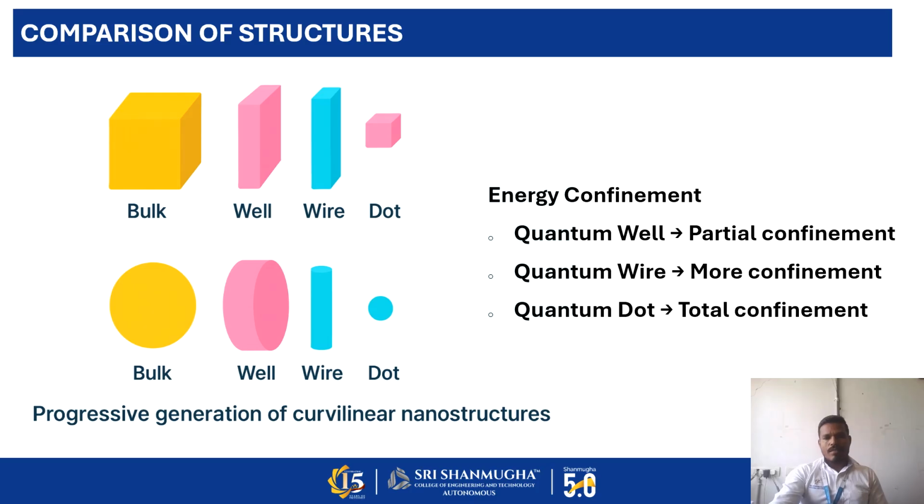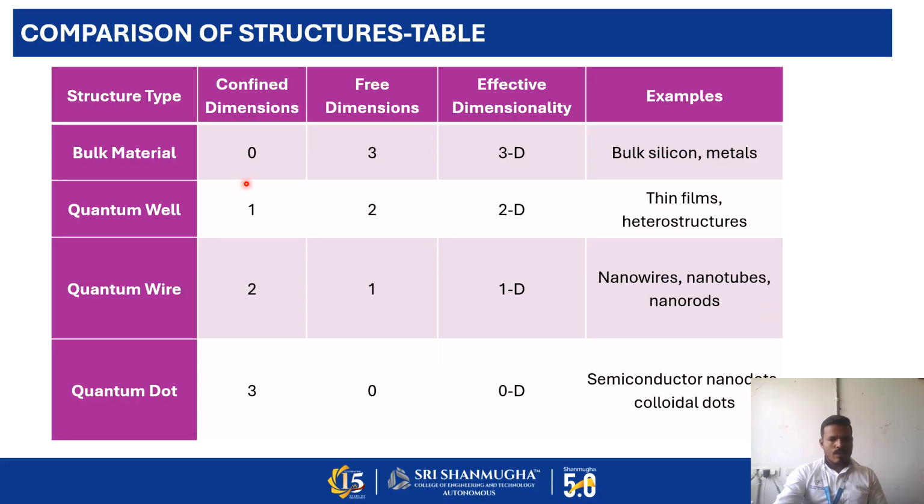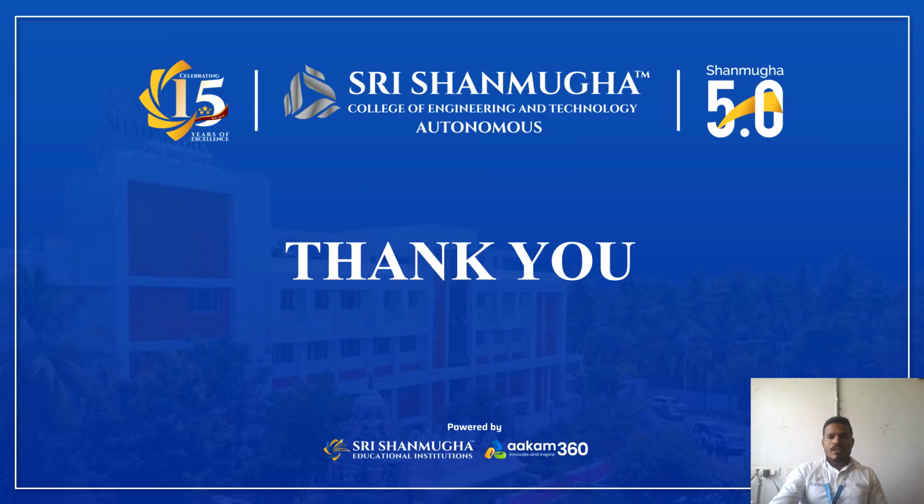This is a comparison of the structures: the bulk, quantum well, quantum wire, and quantum dot, each with a different structure. The quantum well has partial confinement, the quantum wire has more confinement, and the quantum dot has total confinement. The table also mentions examples: 3D bulk silicon, and 2D, 1D, and 0D structures.